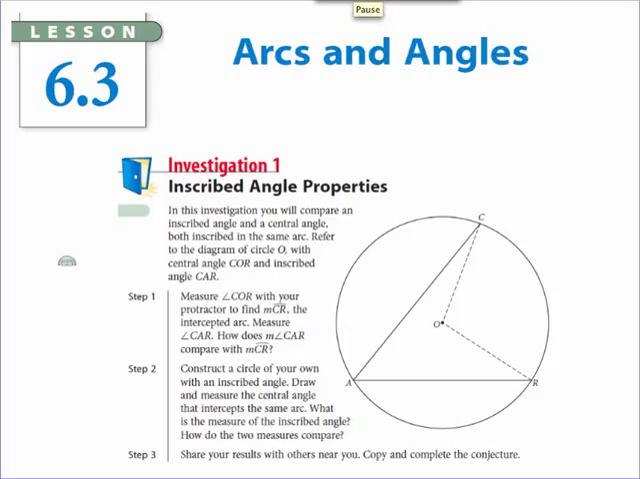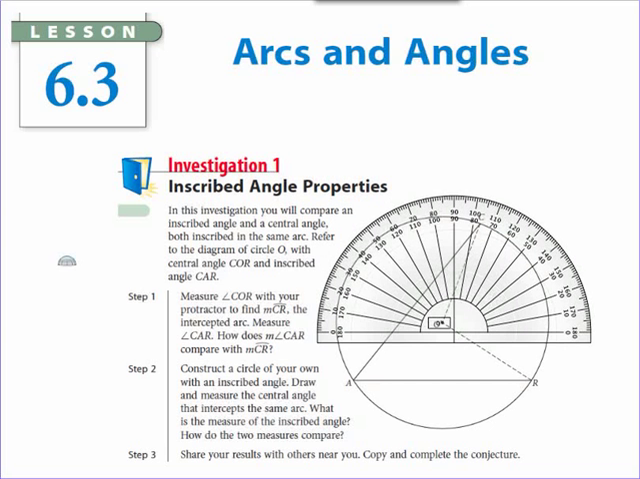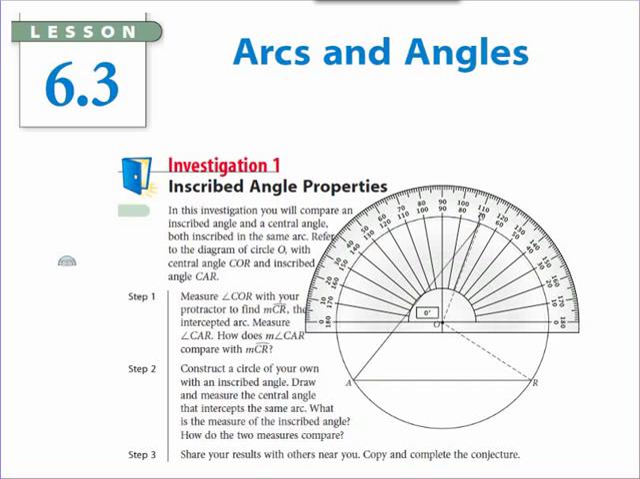So it's not going to be one where you're going to be doing them at your desk. If you notice here, step one says to measure angle COR with your protractor to find the measure of arc CR. I've got a protractor here. We're going to go ahead and measure angle COR. I'm going to line that up, and we're going to see just how much COR measures.